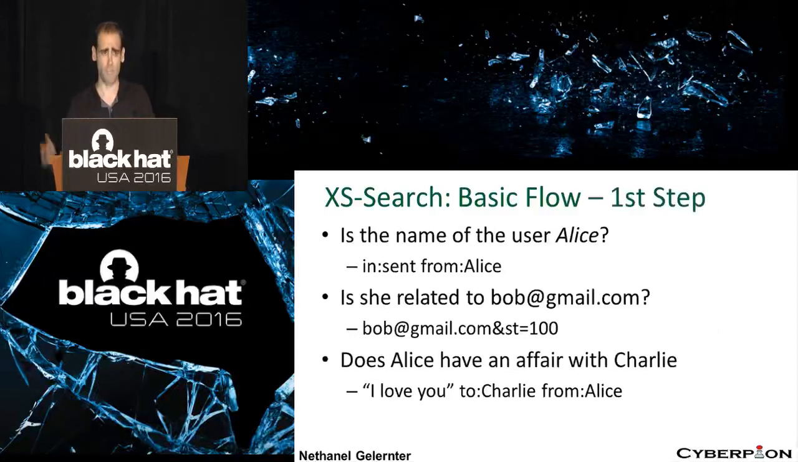So in the first step, the attacker transforms the Boolean question into a challenge search request. We already saw an example of a challenge search request that can be used to detect whether the name of the victim is Alice. Similarly, the attacker can test whether the victim is related to Bob by searching whether the Gmail address of Bob appears in at least 100 Gmail conversations. The attacker can test whether Alice has an affair with Charlie by searching whether Alice sent "I love you" to Charlie. Okay? So this is the idea.